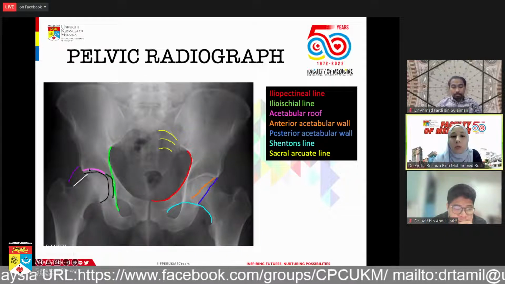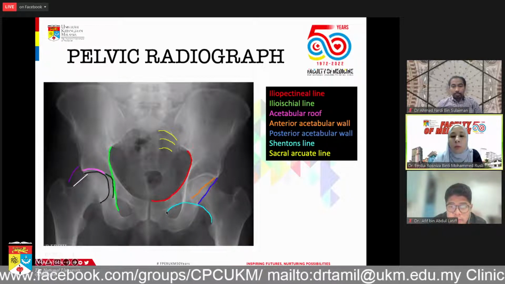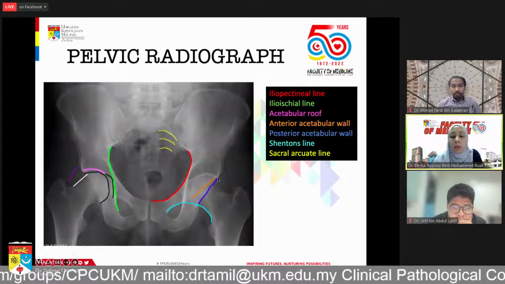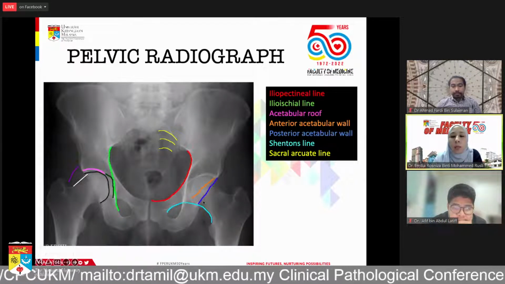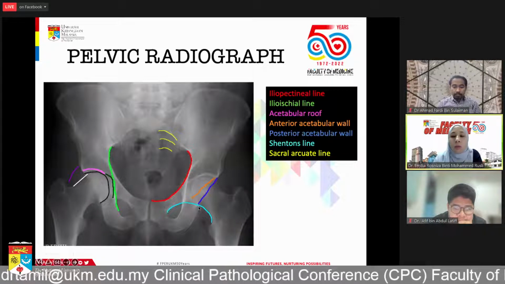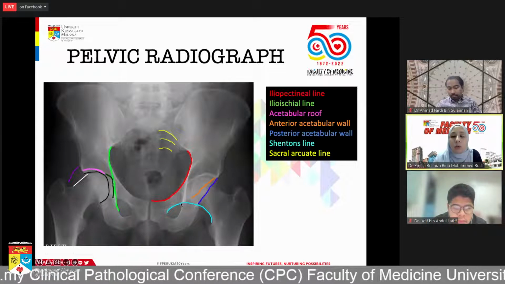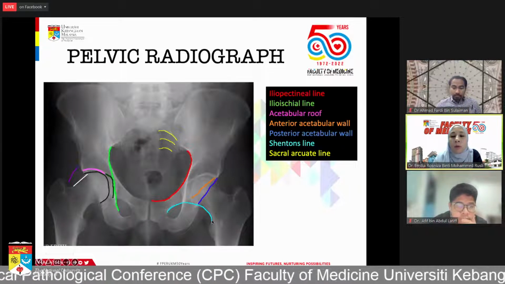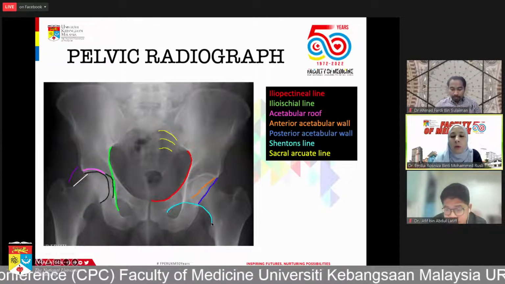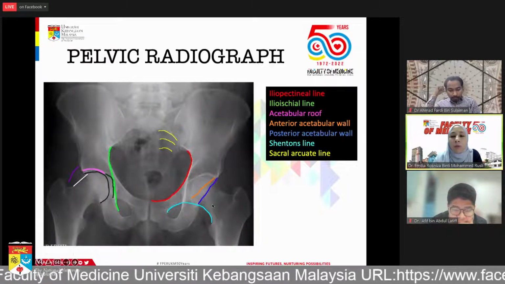And then we have the acetabular roof. We have the anterior acetabular wall, which is formed by the inferior margin of the superior pubic ramus to the upper outer margin of the acetabular roof. And we have the posterior acetabular wall, which is formed by the inferior margin of the inferior pubic ramus to the upper outer margin of the acetabular roof. And then we have Shenton's line, which forms a continuous arc from the femoral neck to the lateral and superior margin of the obturator foramen. If you see disruption of this arc, it signifies there is a fracture of the femoral neck.